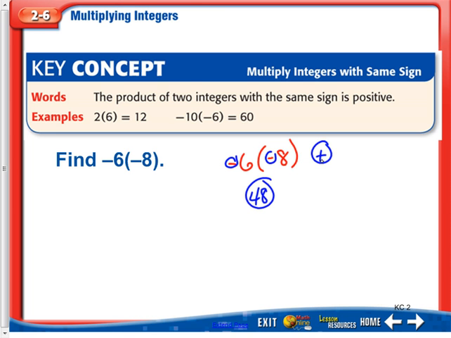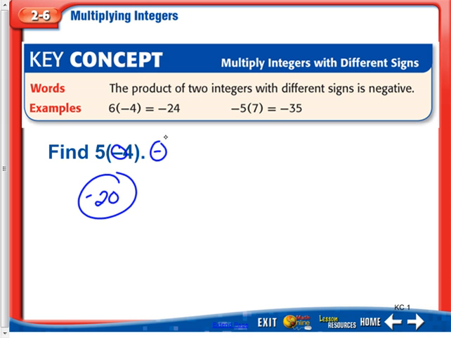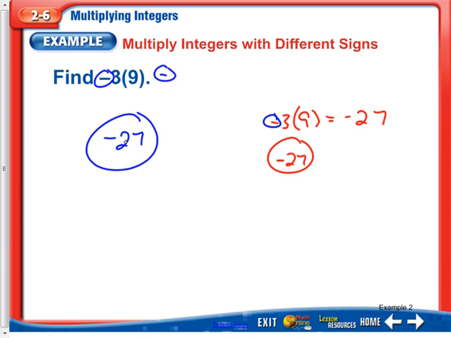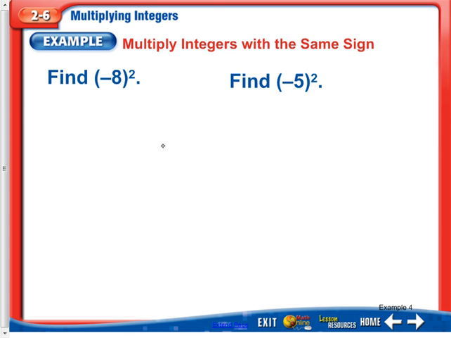Okay, so your homework can look just like this. I really like to see you circling the negatives, even when there's just one. So copy it down and circle that negative right there. I like to see those negatives being circled so that way I know that you are looking at them. Okay, now it says find negative 8 squared.